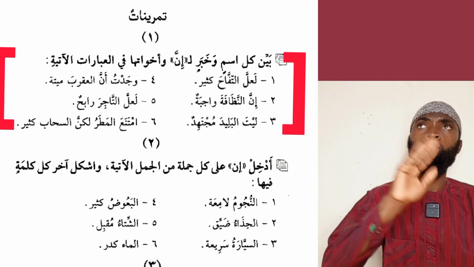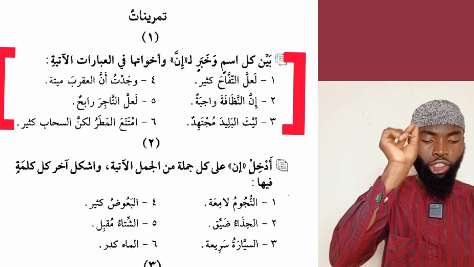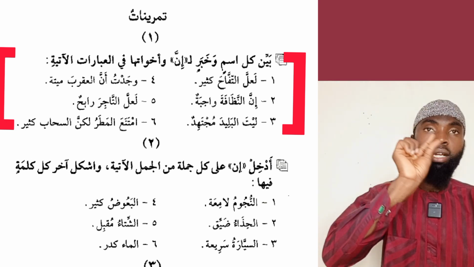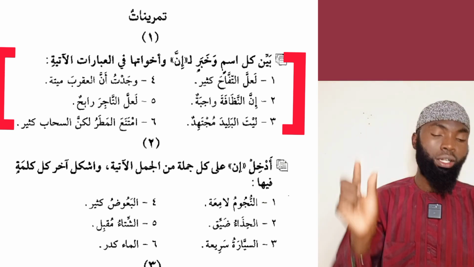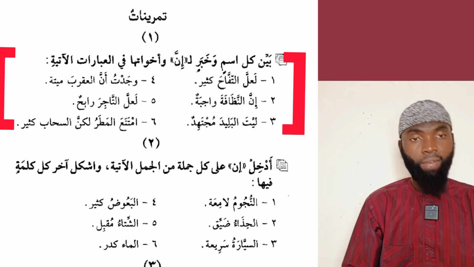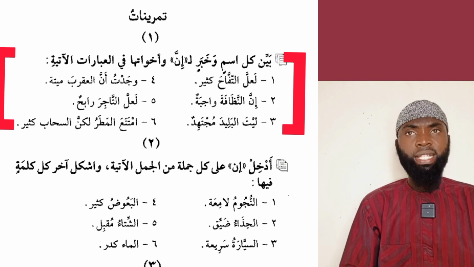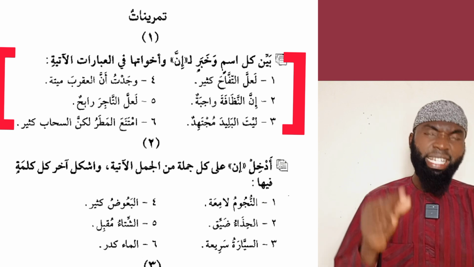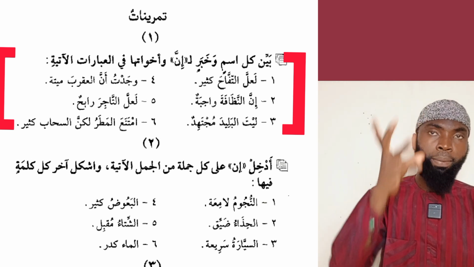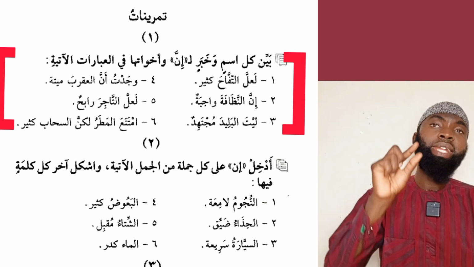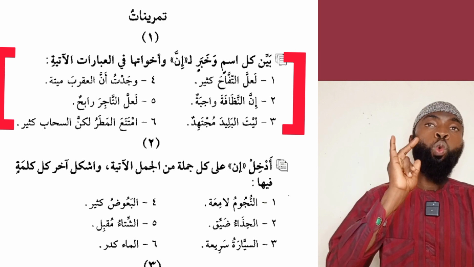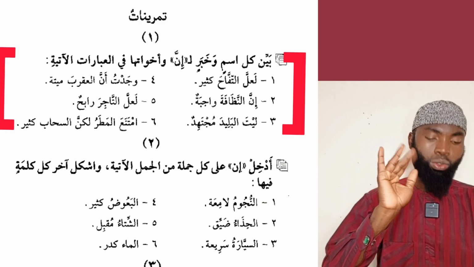This is simple. This is what we have to do. You can form a column and put each of the ismu and the khabar for inna wa akhawatiha. Number 2, we have inna an-nadhafata wajibatun. Cleanliness, indeed, cleanliness is compulsory or mandatory. So an-nadhafata is the ismu inna, wajibatun is the khabaru inna.